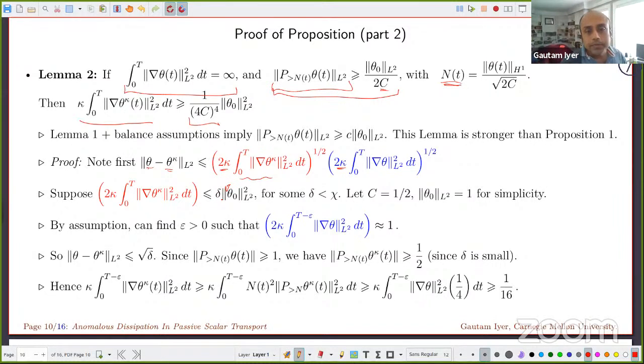Okay, so if the red term is big, there's nothing to do. I've got what I wanted. So let's suppose that the red term is small. How small? Let's put it some constant times the norm of the initial data and pick this constant to be smaller than the chi, which I stated in the theorem. So I'm looking for a contradiction.